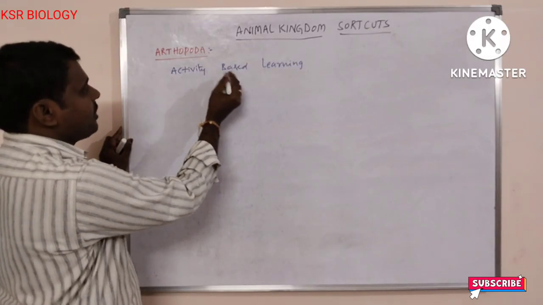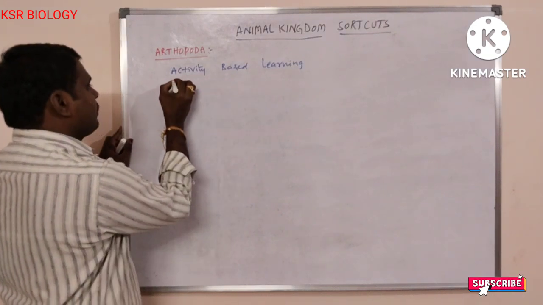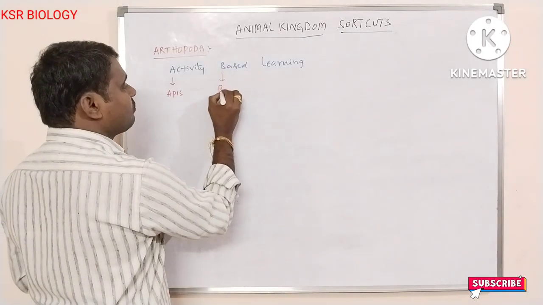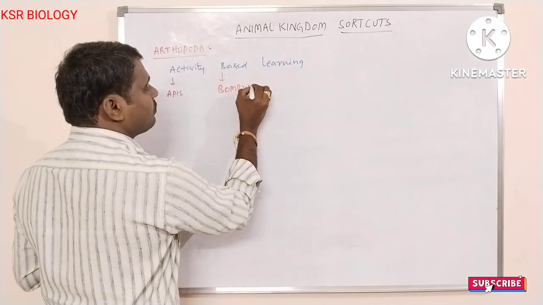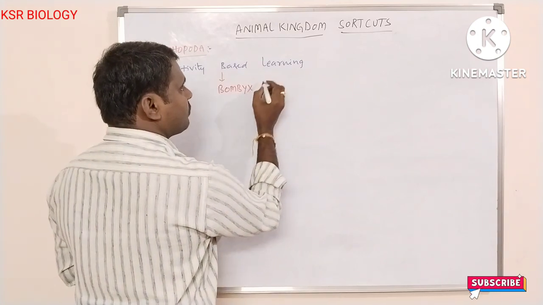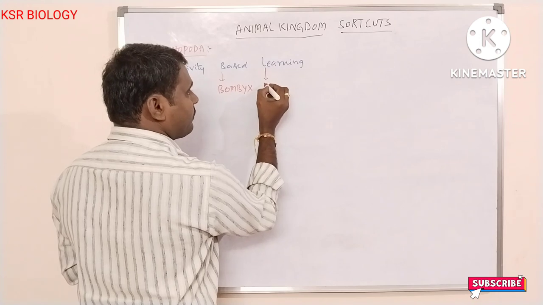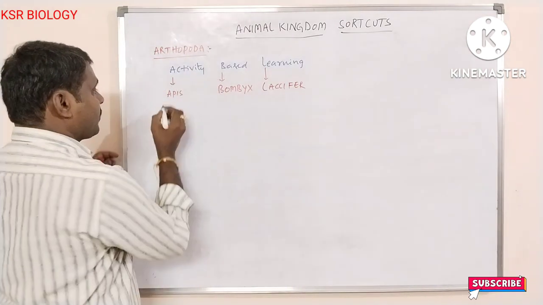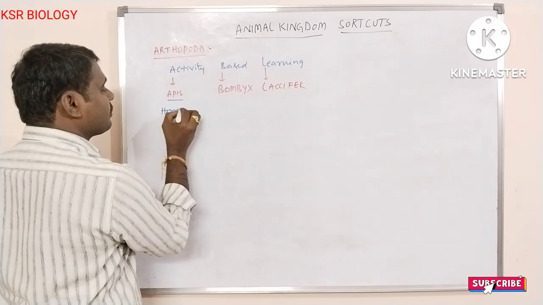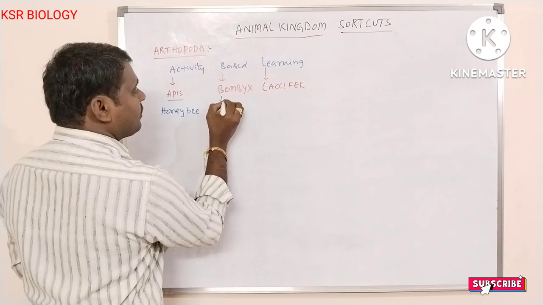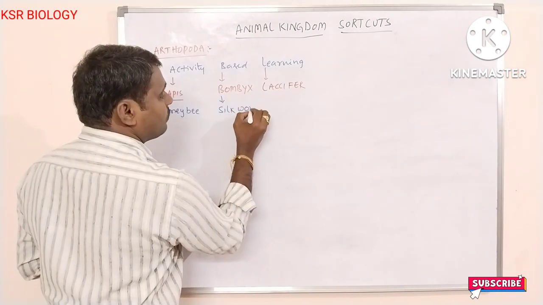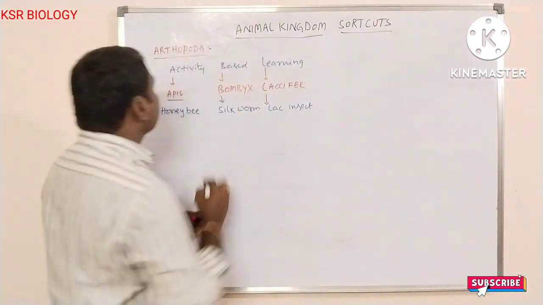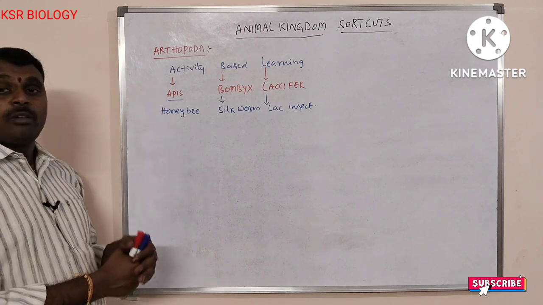See, Arthropoda, we can discuss with the help of a simple statement, that is Activity Based Learning. A stands for Apis, B stands for Bombyx, and L stands for Laccifer. Their common names: Apis, honeybee; Bombyx, silkworm; Laccifer, lac insect. So these are the economically important insects of phylum Arthropoda.